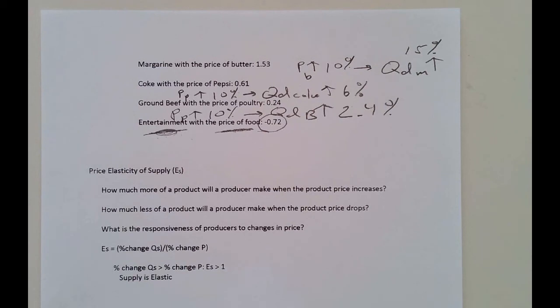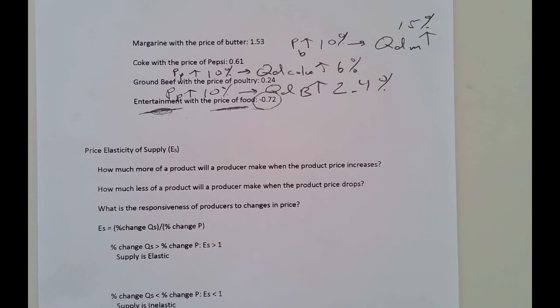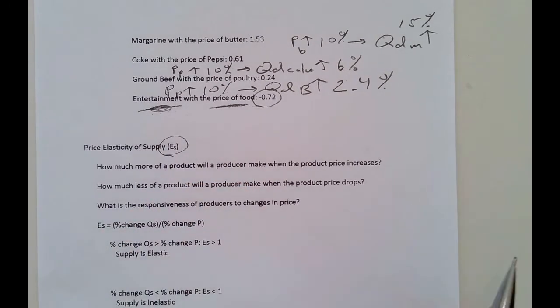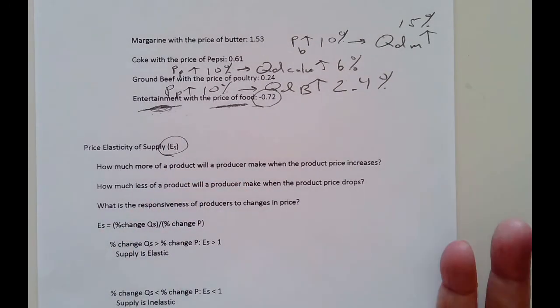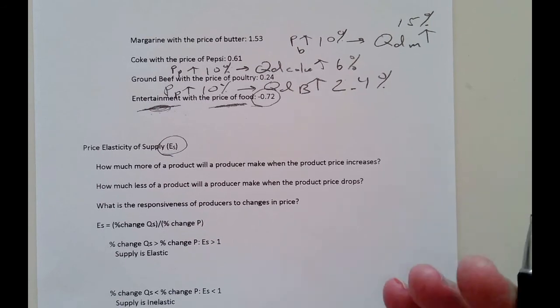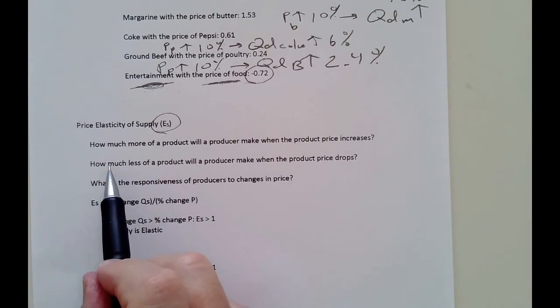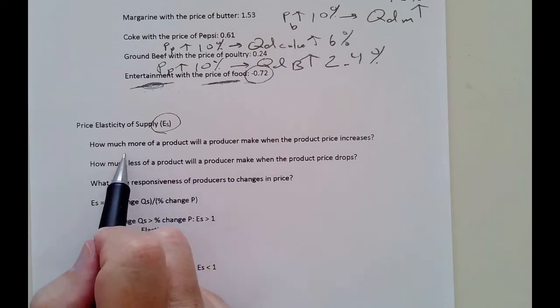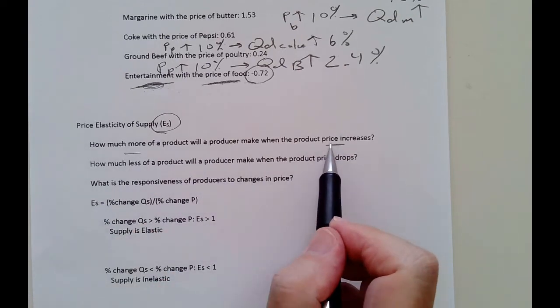Back for part 2 of lecture 2. We're going to be talking about the price elasticity of supply. We use ES for the symbol for the coefficient, and this works very similar to the price elasticity of demand. Again, we're after how much more of a product a producer will make when the price increases.